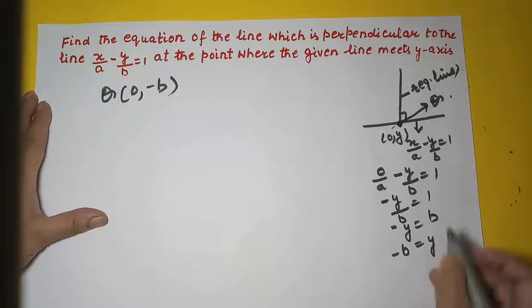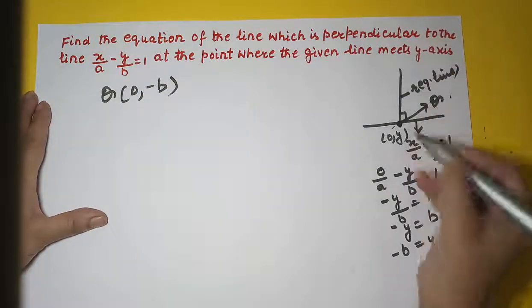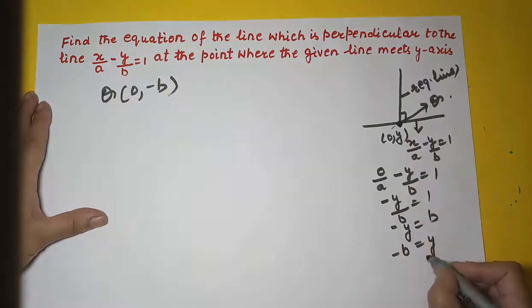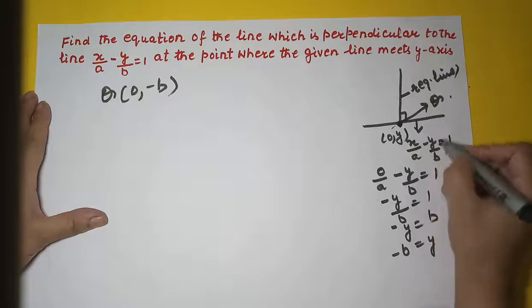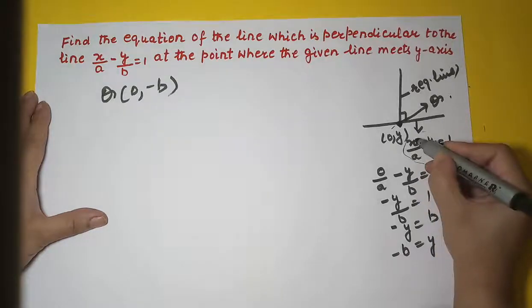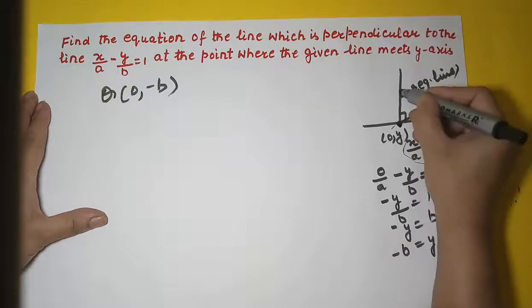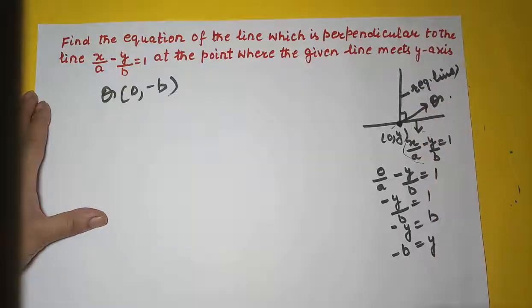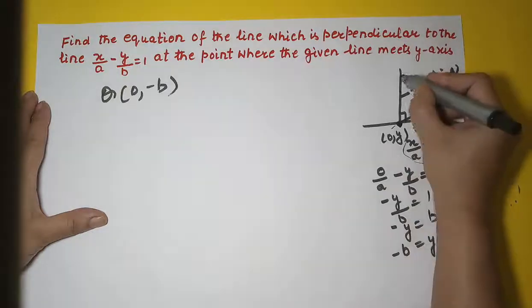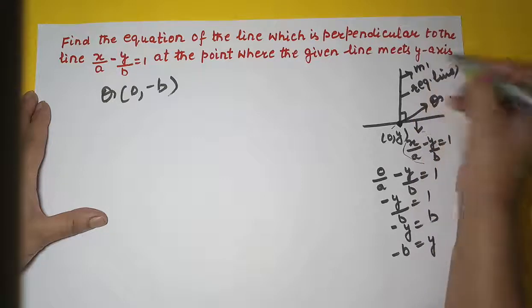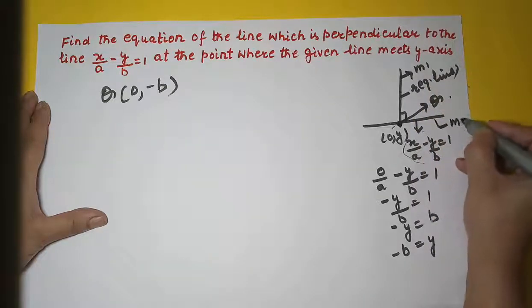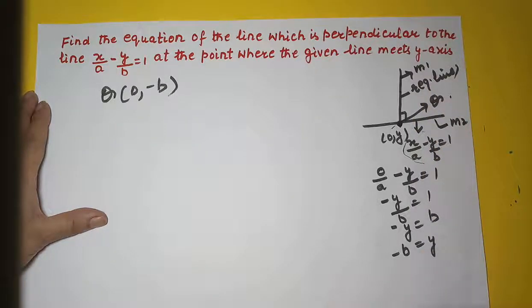And now we need the slope, because we want to find the equation of this line. The point we have found, right? Now we need the slope. So if we find the slope of this given line, then the product of the slopes of these two lines will be minus 1. We will be able to find the slope of the required line. Let that be m1, and let the slope of the given line be m2.